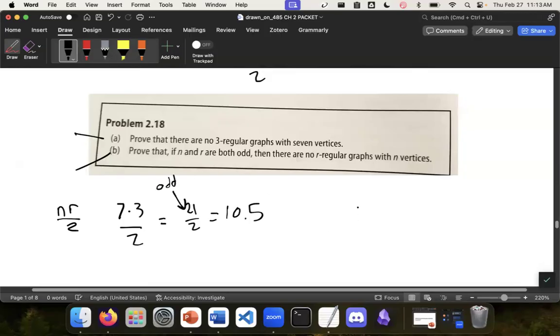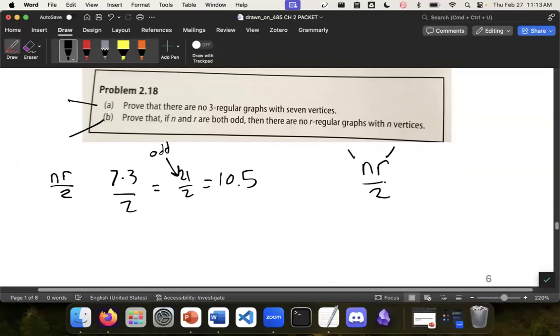And so if we're trying to prove the general case, where we're looking at nr over 2, which is the similar way that we're going to get this answer, we have to look at the parity. Parity meaning even or odd. We have to look at the parity of both of these numbers, because we want n times r to be divisible by 2. That's what makes this work out. So let's look at 3 cases.